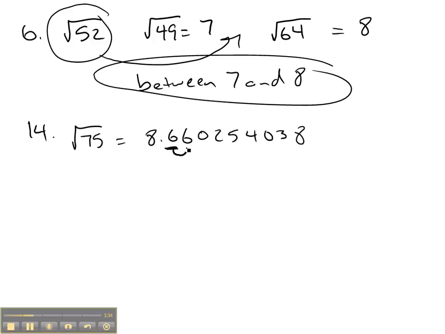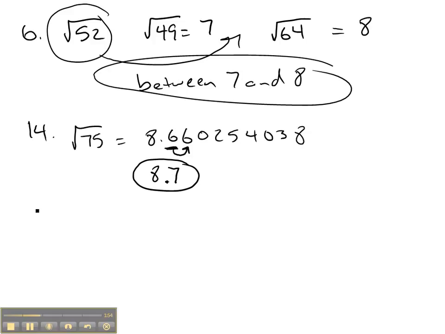Since we're rounding to the nearest tenth, that 6 is in the tenths place. I need to look at the number to the right of it. If it's 5 or greater, which it is, then that 6 will round up to a 7. I'm rounding to the tenths place, so my number will end in the tenths place. So the square root of 75 we can estimate as 8.7.